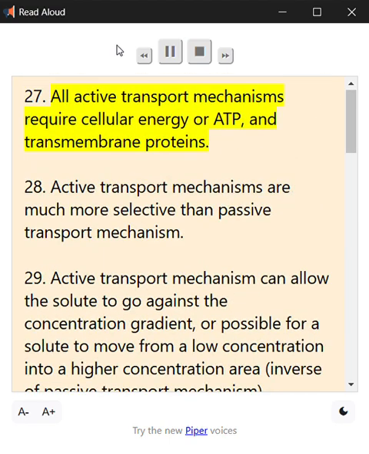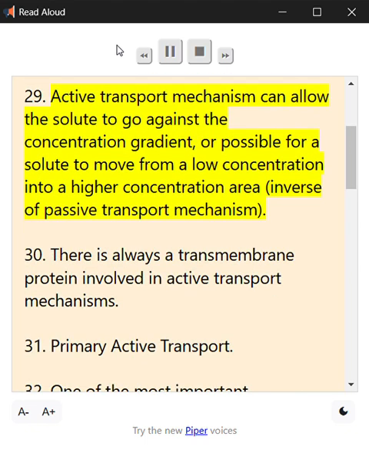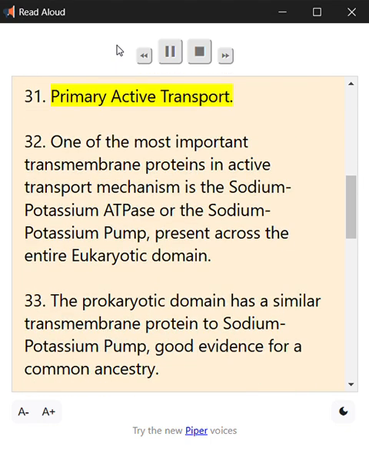27. All active transport mechanisms require cellular energy or ATP, and transmembrane proteins. 28. Active transport mechanisms are much more selective than passive transport mechanisms. 29. Active transport mechanisms can allow the solute to go against the concentration gradient, so it is possible for a solute to move from a low concentration into a higher concentration area, the inverse of passive transport mechanisms. 30. There is always a transmembrane protein involved in active transport mechanisms. 31. Primary active transport.